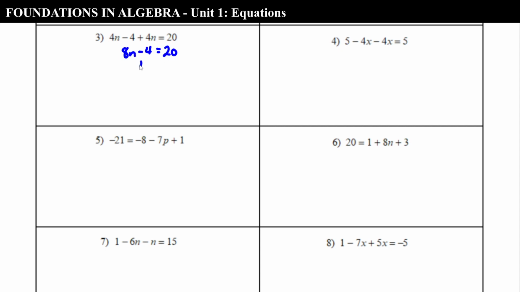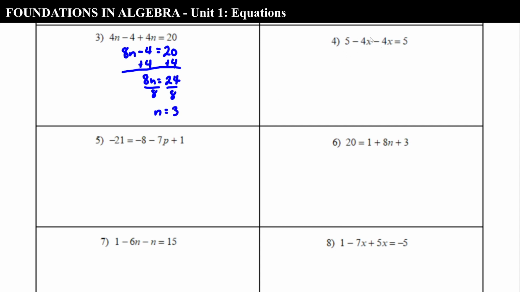And then we add 4 to each side, and that gives us 8n equals 24. And then we divide each side by 8, and we're left with n equals 3.